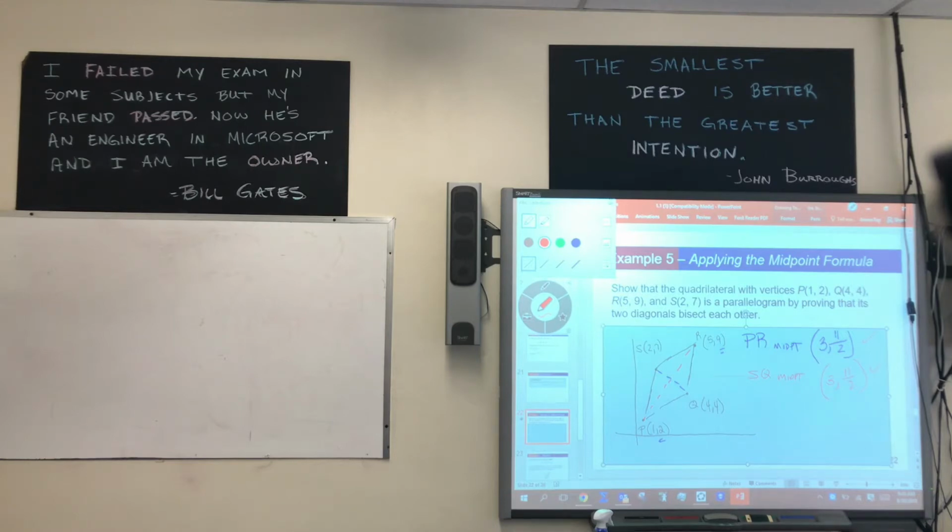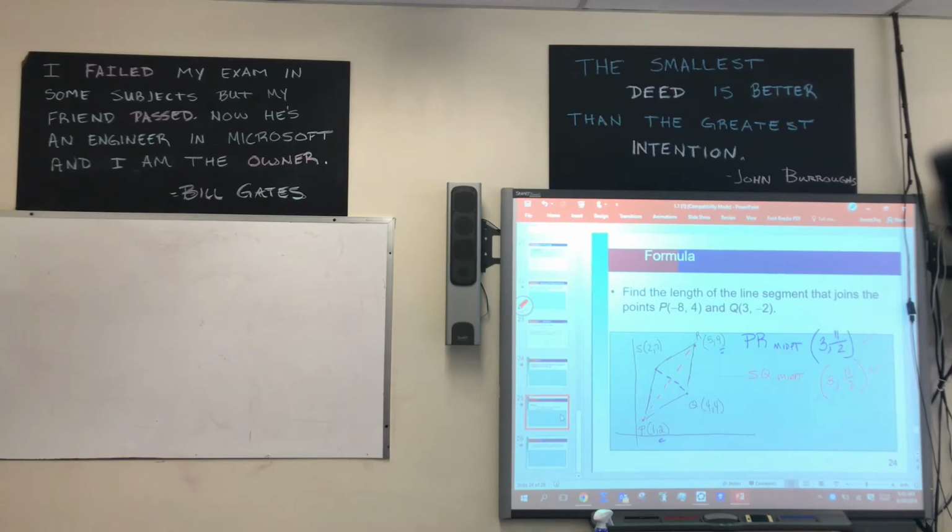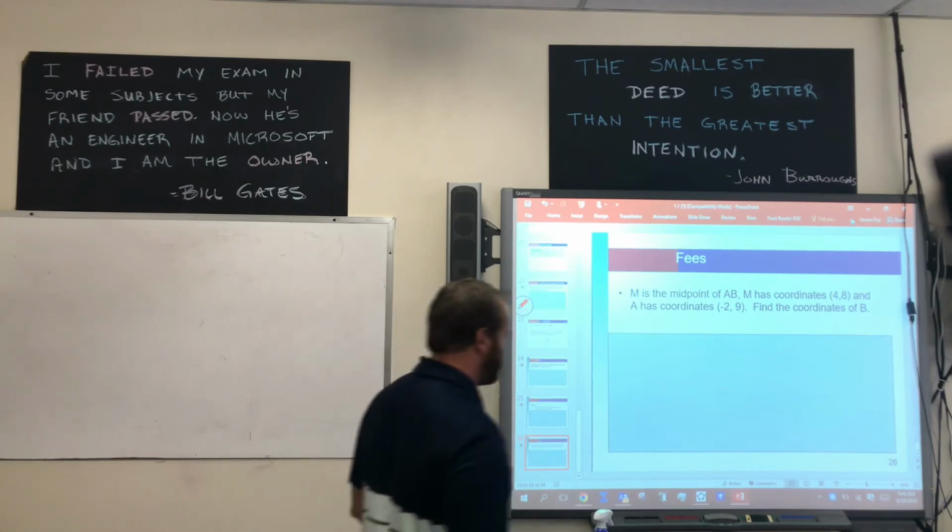So if you can do that, I think you've got maybe a good understanding of midpoints. One of the most common questions, and you did this in geometry, is something like this. Okay? This will be one of the last ones we do. It says M is the midpoint of AB, M has coordinates of 4, 8, and A has coordinates of -2, 9, find the coordinates of B.